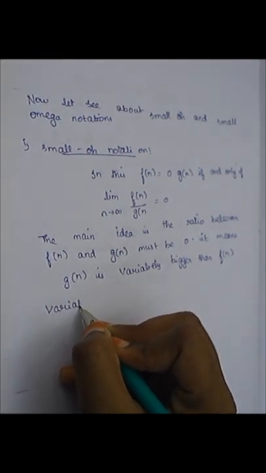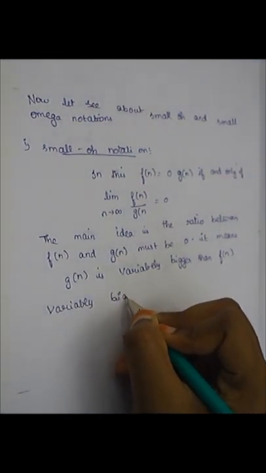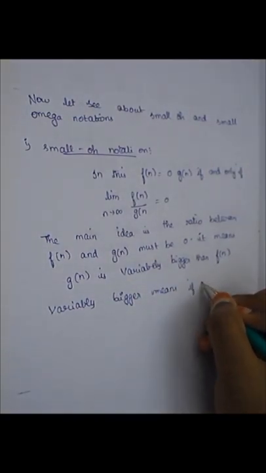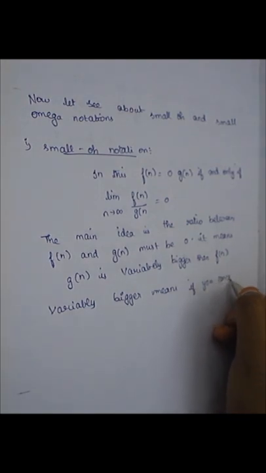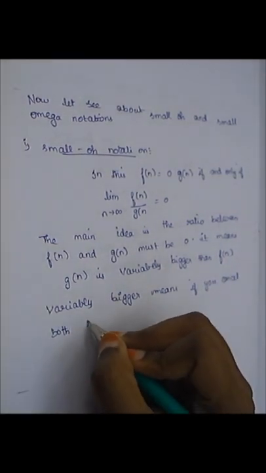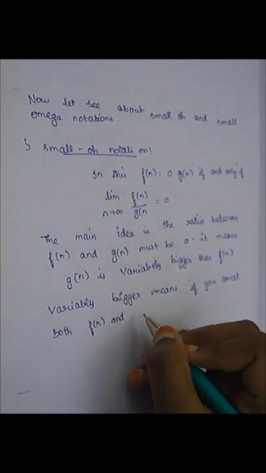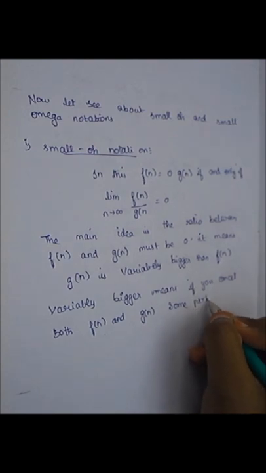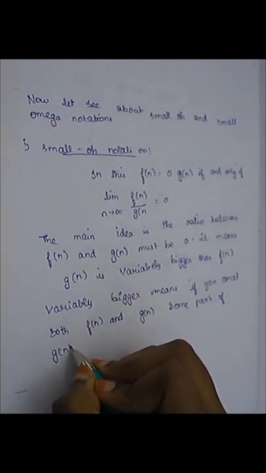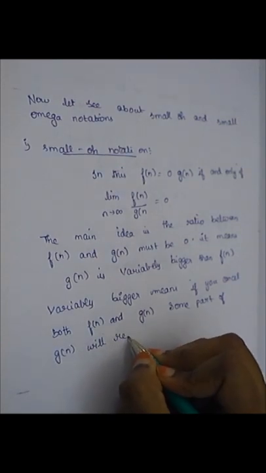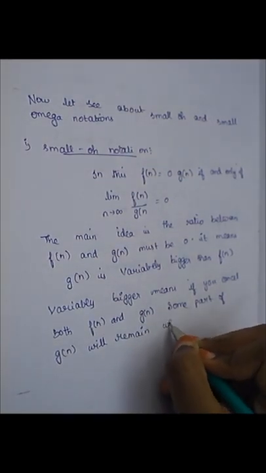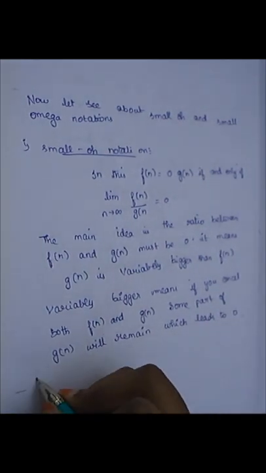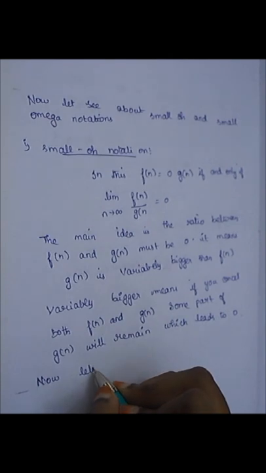Variably bigger means if you cancel both f of n and g of n, some part of g of n will remain, which leads to 0. Now let's see an example.